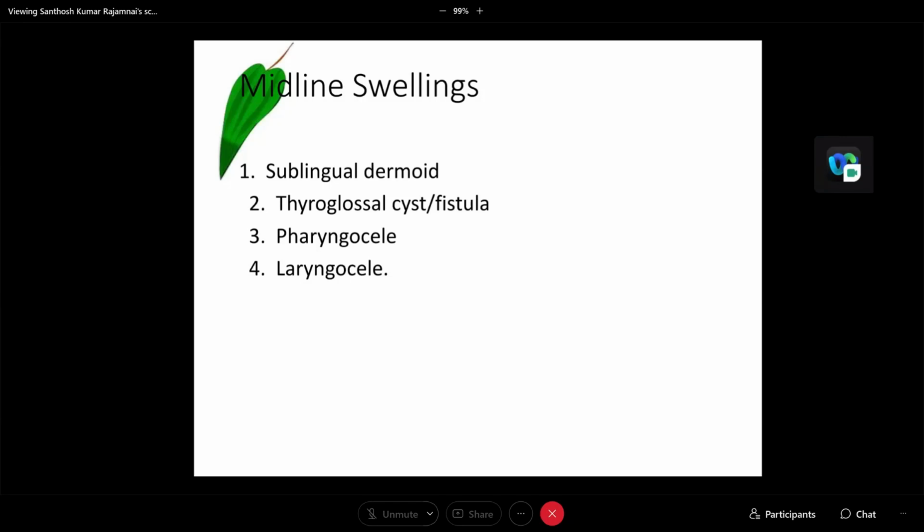And an important thing about pharyngocele or laryngocele is if you touch it, there will be a gurgling sound or gurgling noise. Okay, and the swelling may increase when the patient is asked to do a Valsalva maneuver. Laryngocele or pharyngocele is particularly common in people who blow percussive instruments like the shehnai and so on, right?